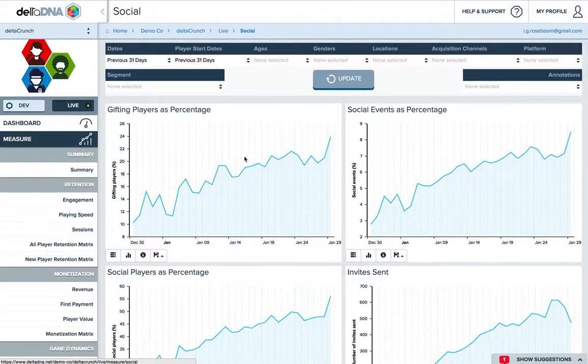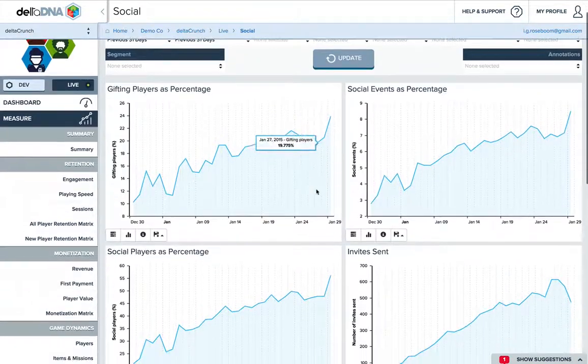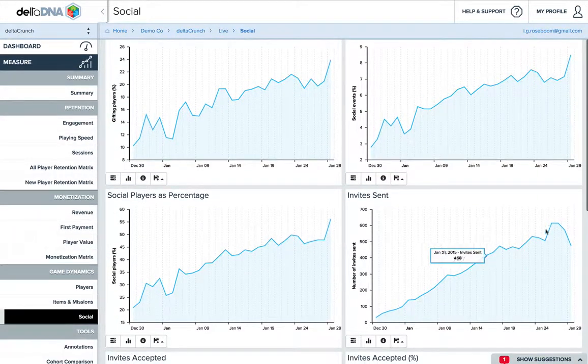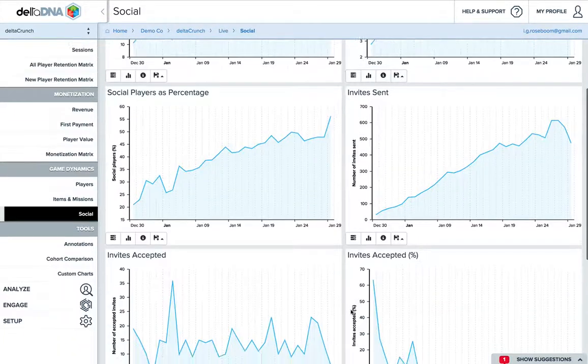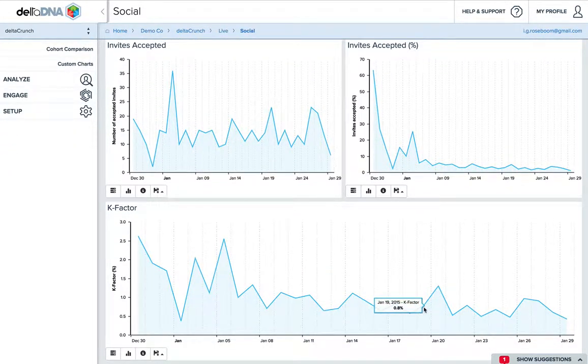Because we know the number of gifting players and inviting players is quite low, but possibly 30 or 40% of people might connect to a social network. But anyway, you can see we have these gifting and invite charts which tell you the volumes and percentages of players that are engaging in these things. As well as at the bottom we have a K factor chart, which is simply the number of invites accepted.